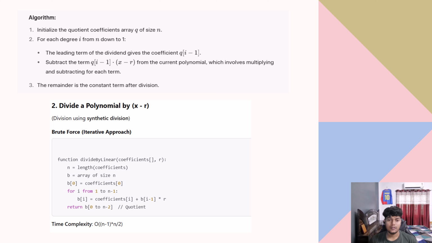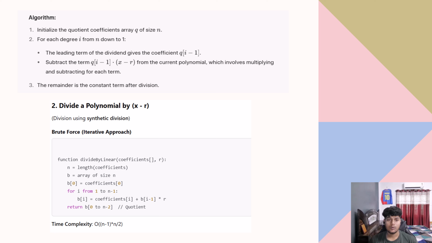Now we will tackle dividing the polynomial p(x) by (x - r), which is essentially polynomial long division. The brute force method performs the division step by step, similar to how we would do it by hand: divide the leading term, multiply, subtract, and repeat for a polynomial of degree n. This process requires about n(n-1)/2 multiplications, again giving us a complexity of O(n^2).